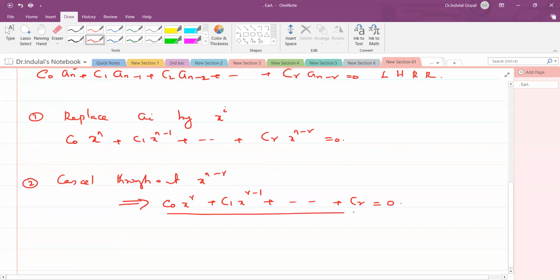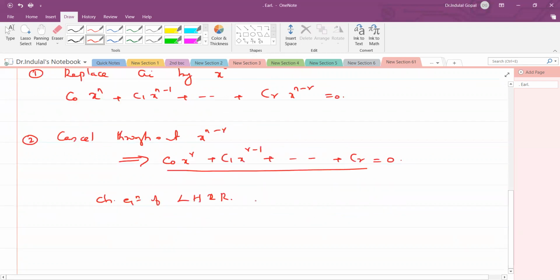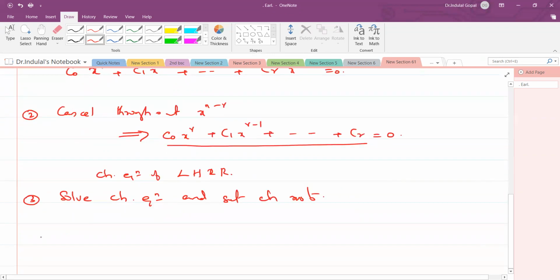This equation is known as the characteristic equation of the linear homogeneous recurrence relation. Now solve the characteristic equation and get characteristic roots. So the roots of the characteristic equation are called characteristic roots. Since this is an equation of rth degree, we get r roots. So we get r characteristic roots. Then there are two possibilities.